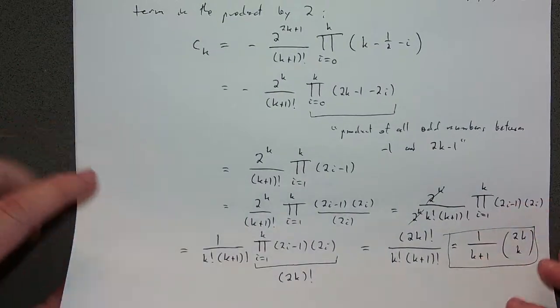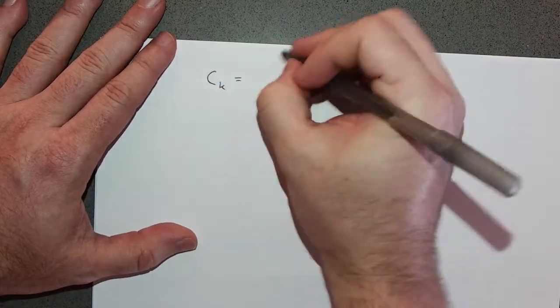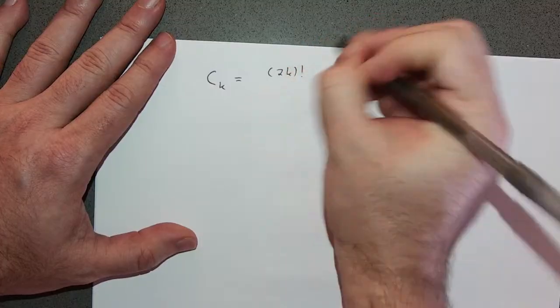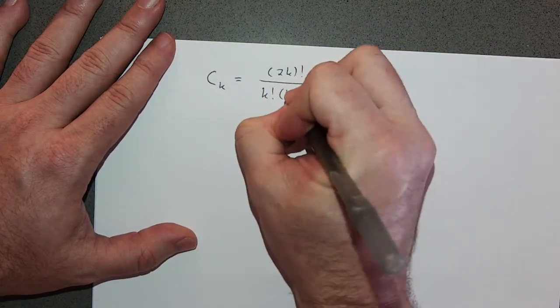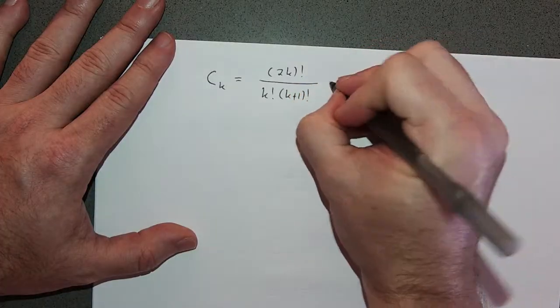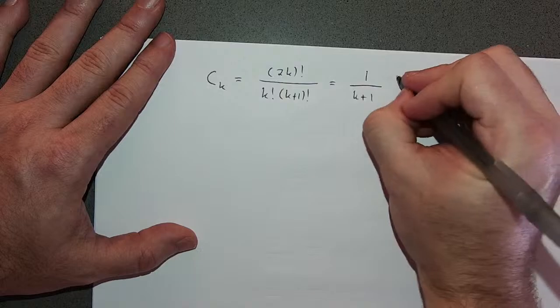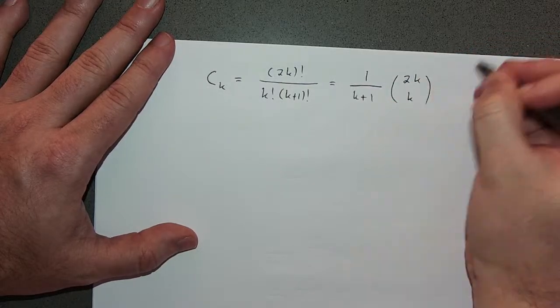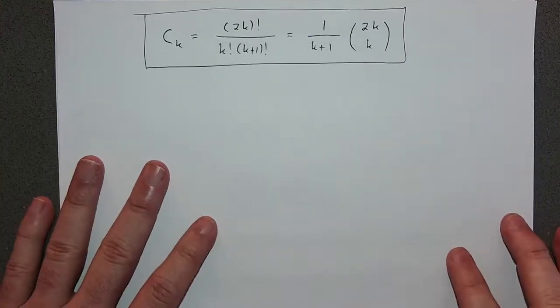And so, rewriting these entirely, I'm going to write that expression again. So one way of writing this is 2k factorial over k factorial times k plus 1 factorial, which is the same as 1 over k plus 1 times 2k choose k. These are the Catalan numbers.